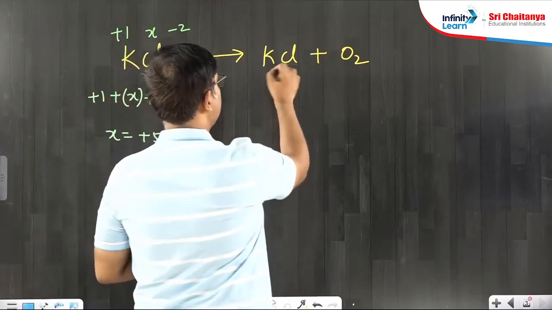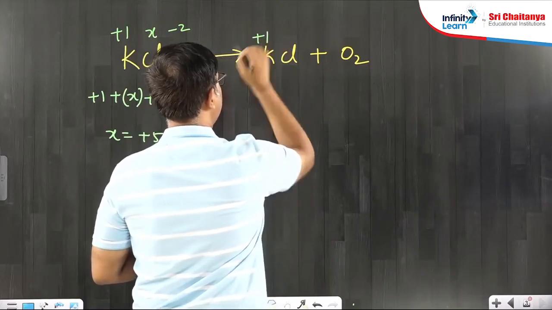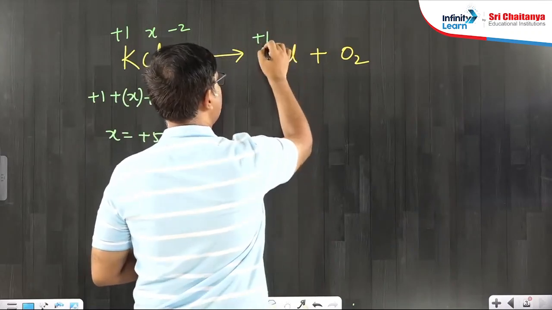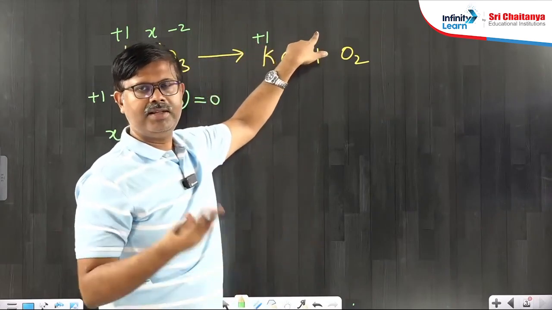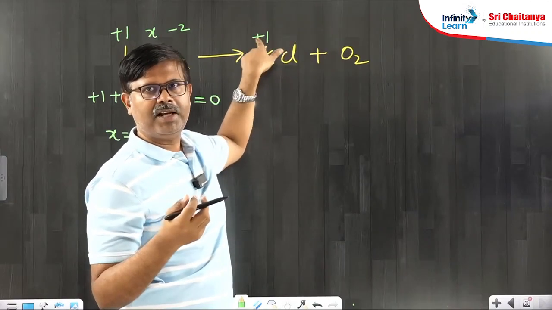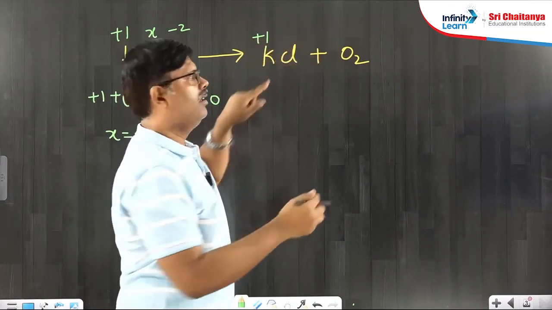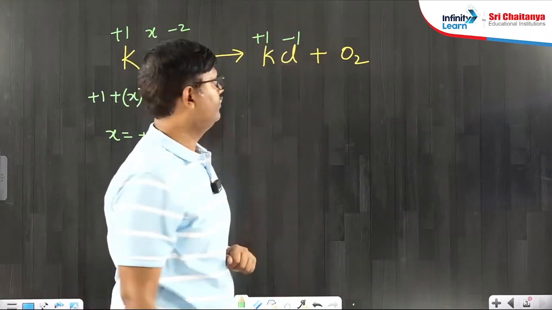Now, again, come to the right side. Potassium, first group element, +1. If it is +1, overall should be equal to its charge, which is 0. KCl is neutral. So, KCl charge is 0. So, if it is +1, chlorine has to be -1 only. Then only addition of these two will be 0.